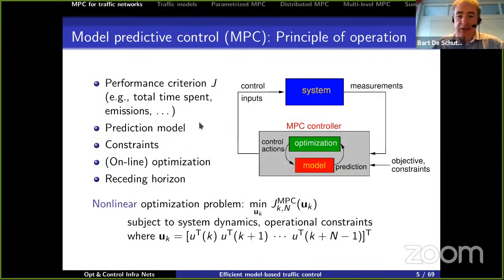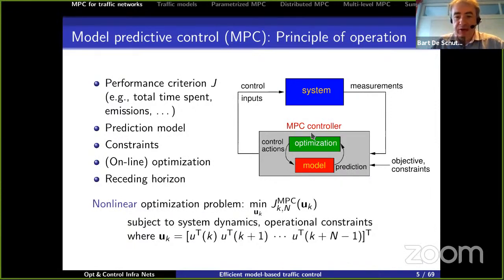So on the right, you see how MPC works. We have a system that we want to control. This can be a traffic network or any other system. And the idea is that we first make measurements to determine the current state of the system. And then we go to our controller. The controller has a built-in model of the system that is used to predict how the system will react to certain control inputs. And then we have an optimizer.